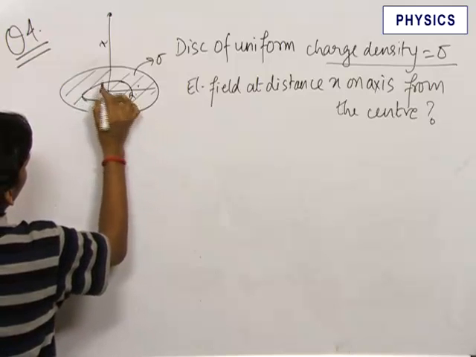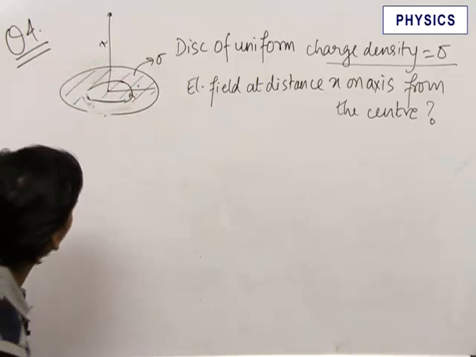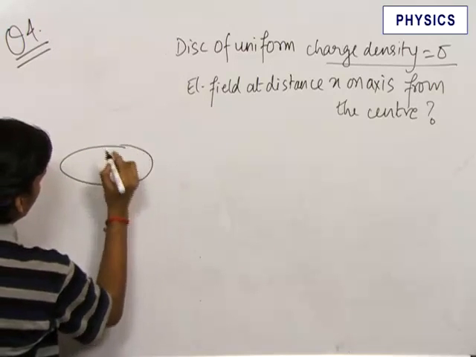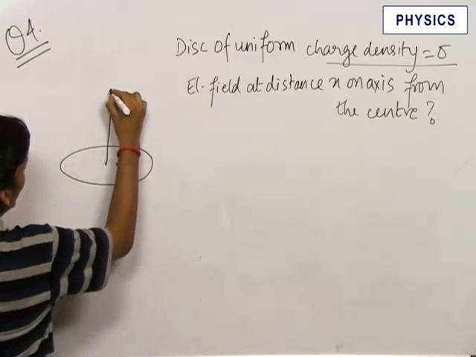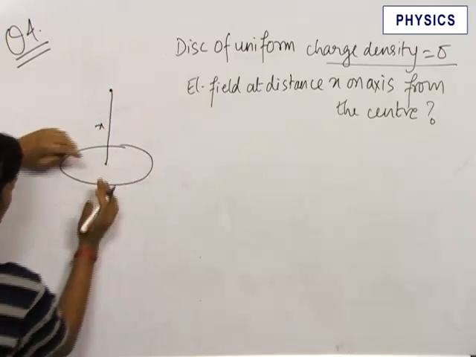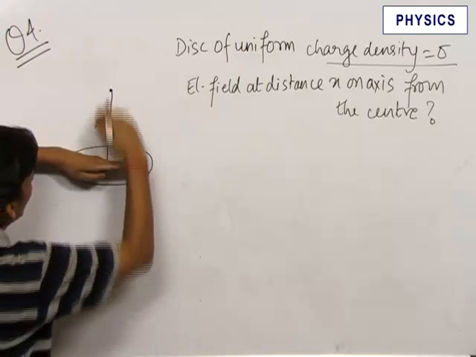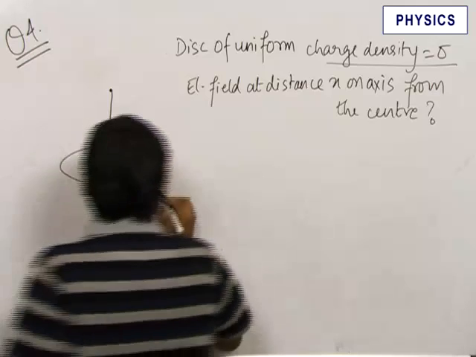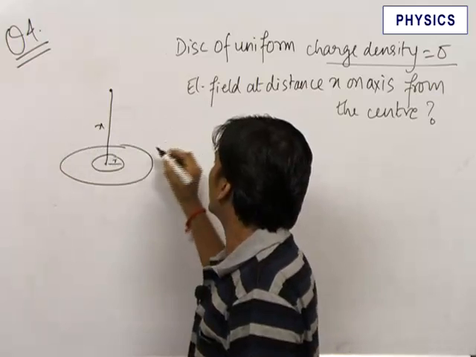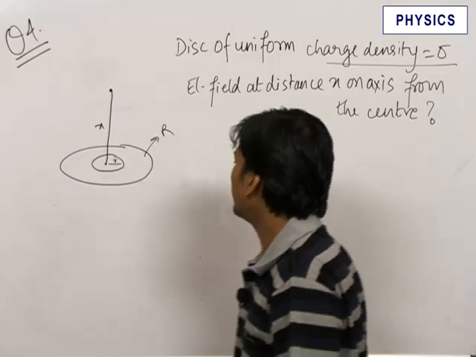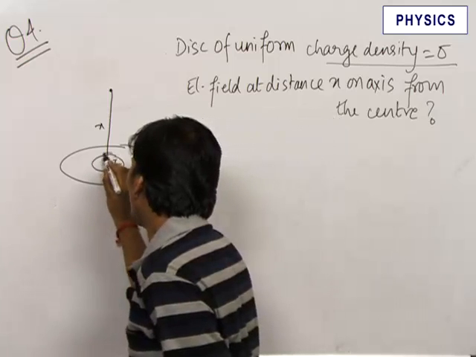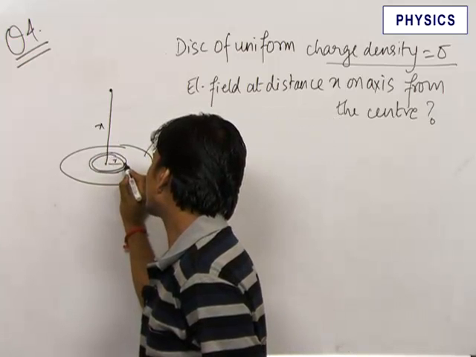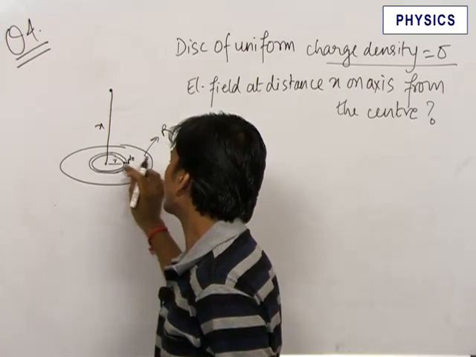I'll draw the diagram again. This is a disk. We need to find out the electric field at a distance x. This axis is perpendicular to the disk. We take this ring over here at a distance r. The radius of the disk is given to be capital R. We take a ring of thickness dr.